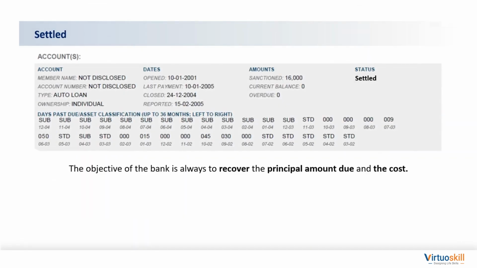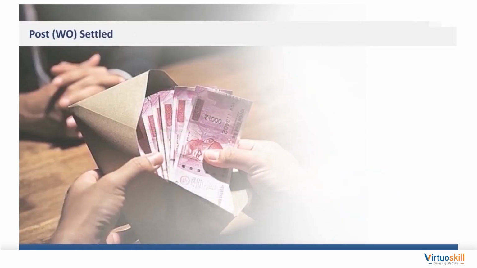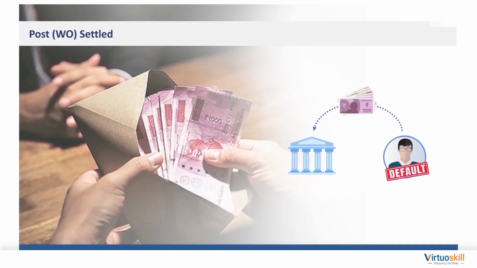Settled. The objective of bank is always to recover the principal amount due and the cost. Therefore, depending on the situation, the bank may offer to settle the account. Settled means a partial payment in consent with the lender has been made against the total outstanding. Post WO settled. The bank has already written off the amount, and after that, the defaulter has approached for settlement.